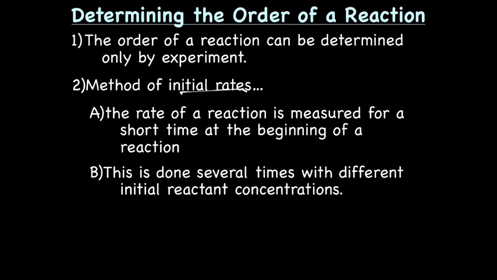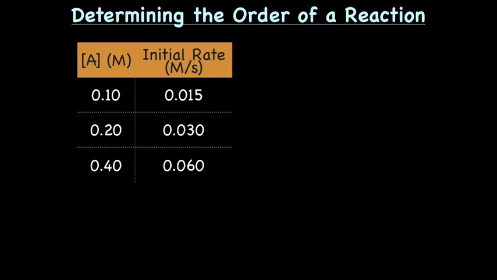It's the beginning. This is done several times with several different initial reactant concentrations. So we try the same experiment over and over again with different starting concentrations of our reactant. Okay, so we're going to look at some data and see if we can figure out the reaction order. There are several ways to do this. One is to look at the data, and if you can see the pattern, we're good to go. Sometimes some of the data is not easy to look at, so let's see what happens here.